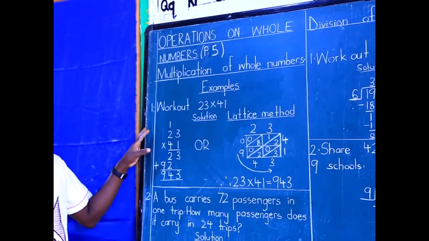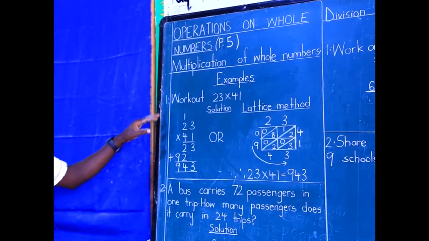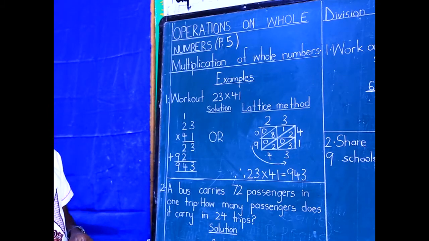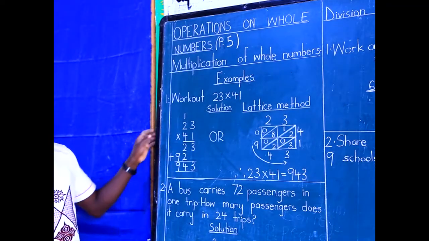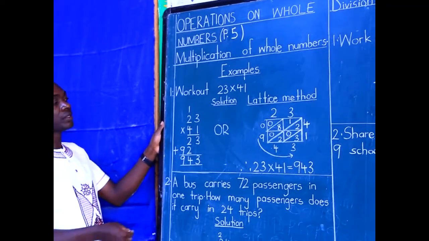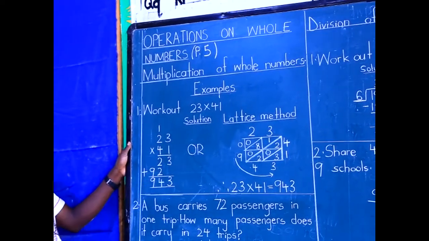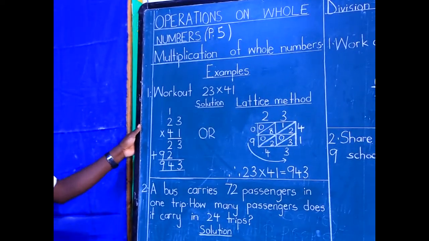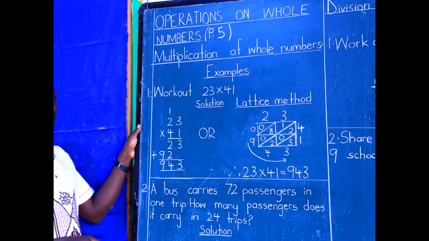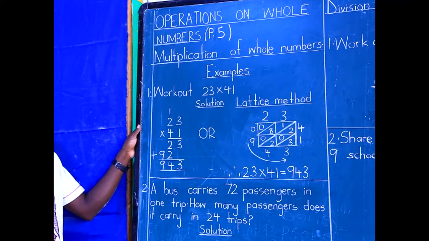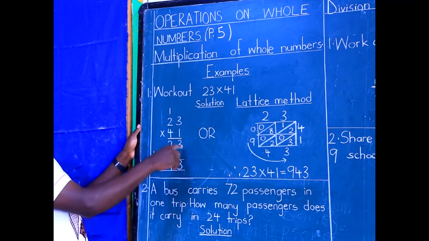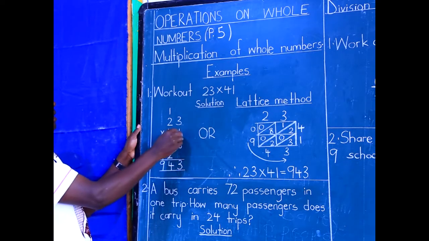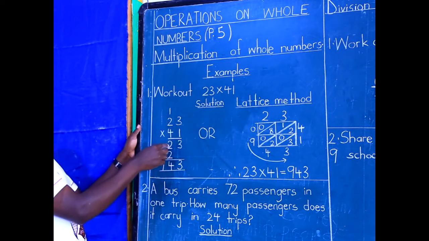We can handle this in two ways. One, we can multiply vertically. We can as well use the lattice method. Let us see the usual multiplication, the vertical multiplication. We write 23 times 41 and start multiplying. Remember, I've got two digits we are multiplying by, that is 4 and 1 to make the figure 41. We start with the 1 under ones. So we say 1 times 3 is 3, and 1 times 2 is 2.